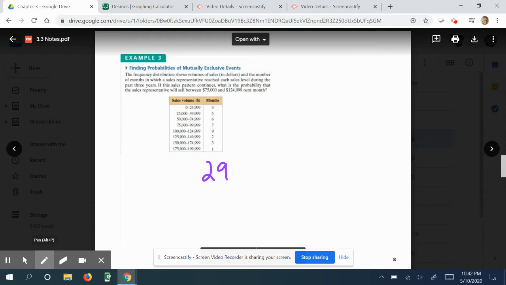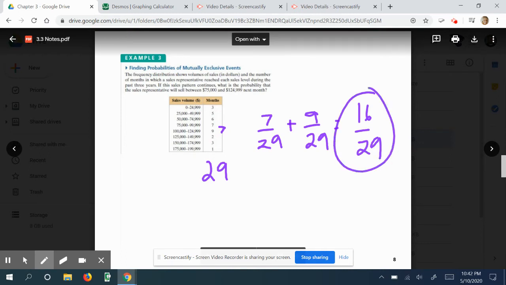Out of 29. And so the probability of getting between 75,000 and 125,000 would be the 7 and 9 together. I won't use this notation, I'll just add them. So it'd be 7 out of 29 plus the probability of the other one, which is 9 out of 29. And so that would be 16 out of 29.